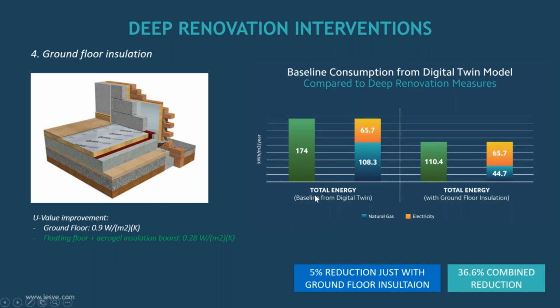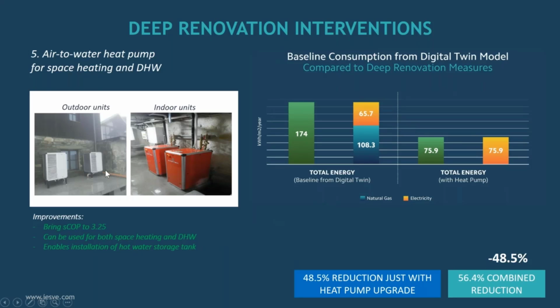Once again, we consider this aerogel insulation board to be added to the ground floor of the building. And last but probably most important will be the air-to-water heat pump. So basically we are completely replacing the boiler and placing either indoor or outdoor units. In this case, you can see that there are both indoor units and outdoor units.